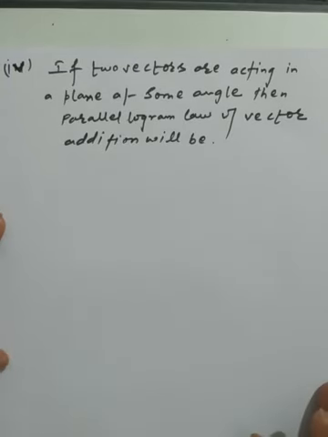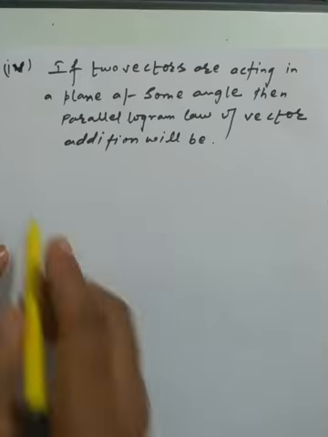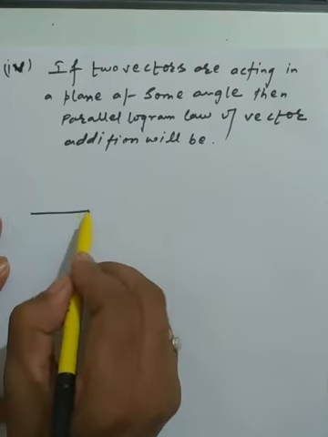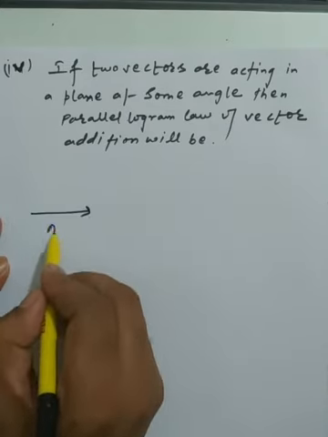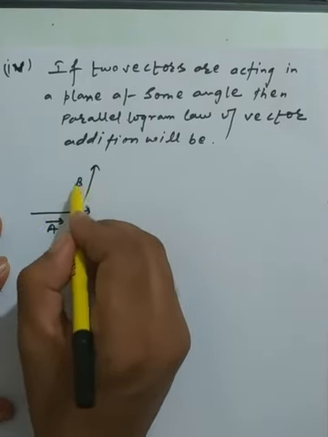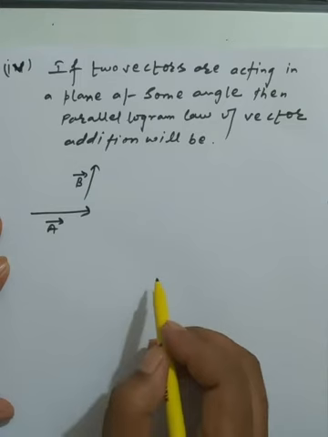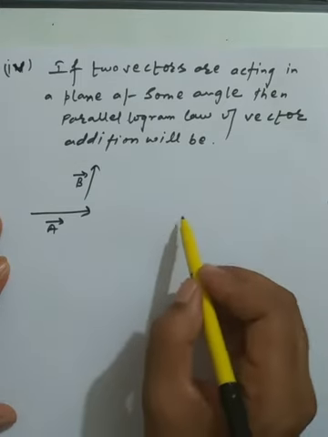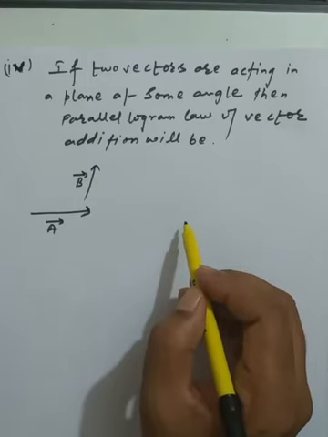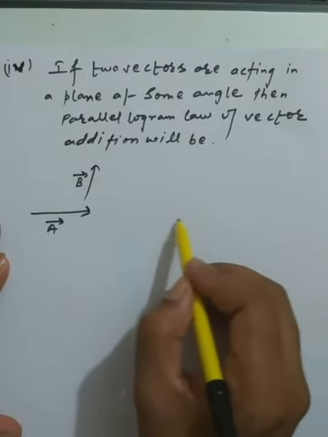Now here we have the fourth condition: if the two vectors are acting in a plane at some angle, then how can we resolve it using the parallelogram law of vector addition? So we have the further opportunity, we are just resolving the two vectors. This is the vector A and this is the vector B we have. Both are acting in a plane, so we can resolve the vector addition by the geometrical shape that is called the parallelogram.